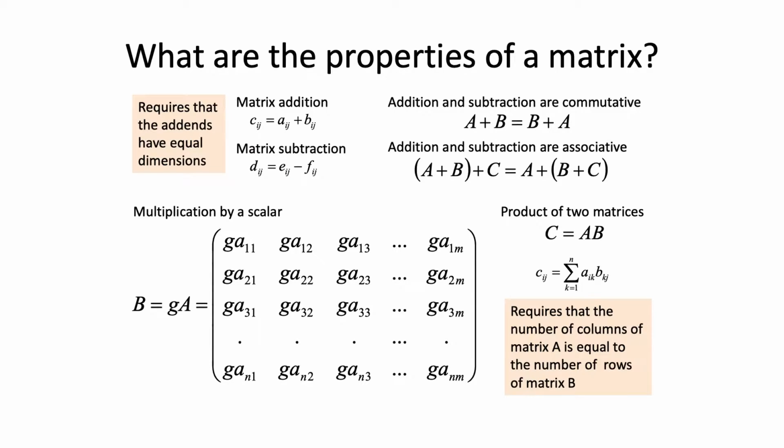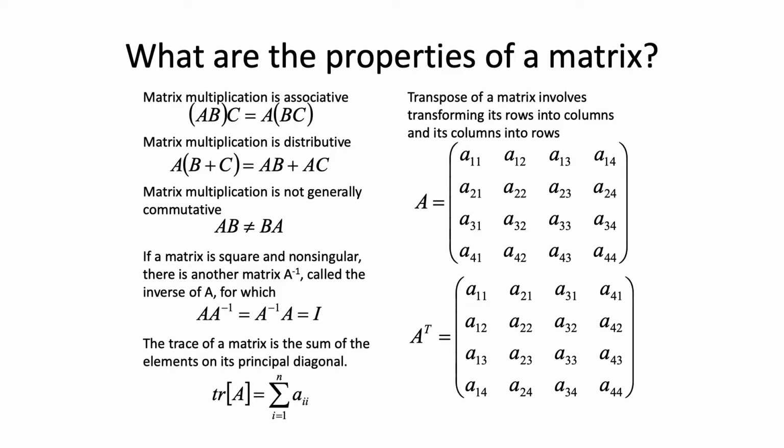Matrix multiplication, on the other hand, is not as simple. If matrix A is to be multiplied to a matrix B, matrix A should have the same number of columns as rows of matrix B. In summation notation, each element of the product matrix C can be computed using the given notation. Matrix multiplication is associative and distributive, but not commutative. In general, the product of the matrices A and B is not equal to the product of the matrices B and A. If a matrix is square and non-singular, then we can define the inverse of the matrix.